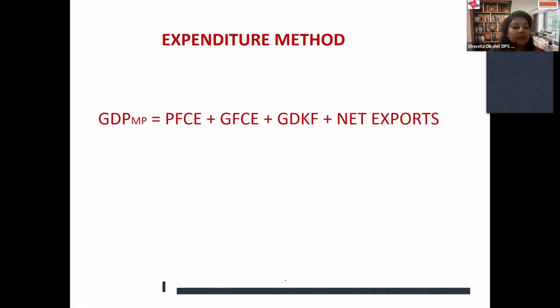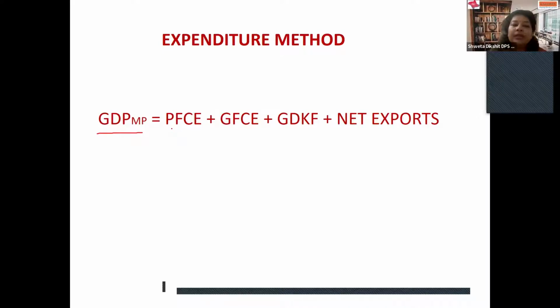Then comes the expenditure method. This is the last method and very easy again. I would go ahead with the method directly. It also talks about GDP at MP. Children, let me tell you, the value added method and expenditure method, first step takes you to GDP at MP. But the income method, first step takes you to NDP at FC. Remember, this is very, very important.